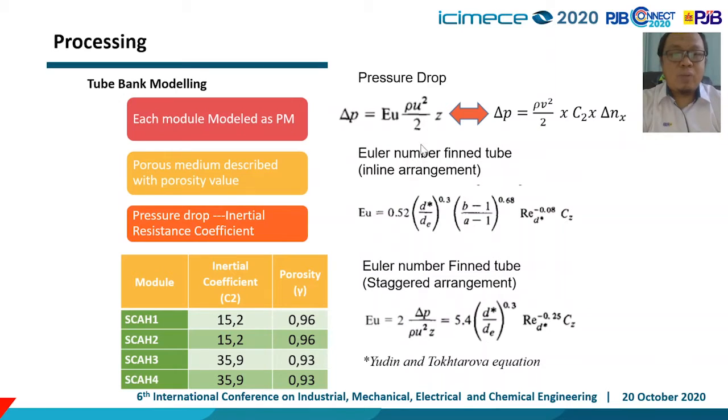So I have two equations. The left side is the common pressure drop through a tube bank equation, and the right side is the pressure drop of flow through a porous medium from the manual book of the software. The inertial resistance coefficient is C2 here. By comparing these two equations, I can get a new equation to define the C2. And for that, I have to define the Euler number, and I use these two equations from Yudin and Takhtarova equation for inline arrangement and for staggered arrangement.